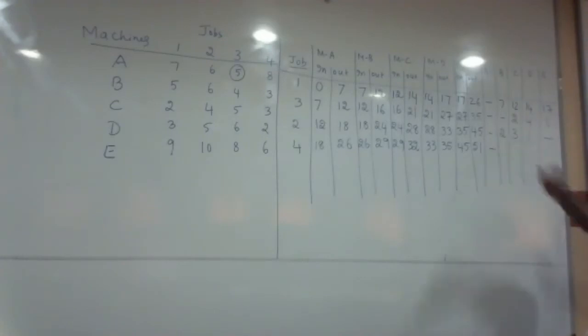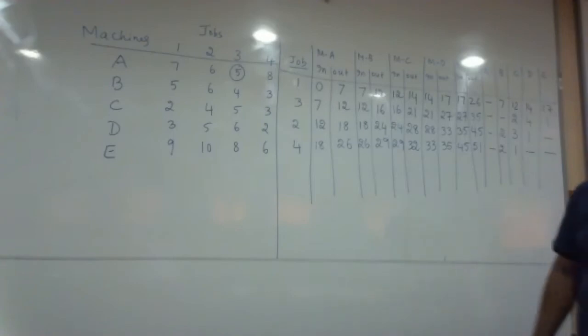For A, no idle time. And what is the idle time for B? Idle time for B is 2. Idle time for C is 1. Idle time for D is 0. And again, idle time for E is also 0. Now the entire calculations are completed.